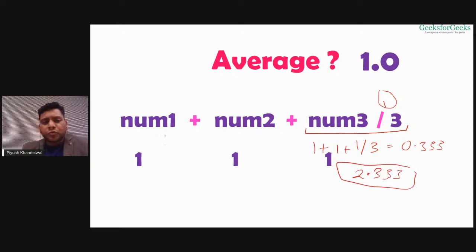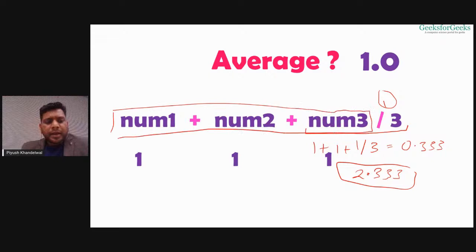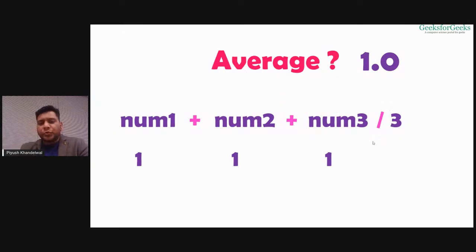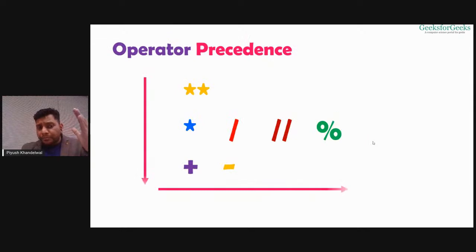Our intention was to do this summation first, right? And then perform this division. But because our expression contained more than one operator, the operators with higher precedence were evaluated first. Now the question comes to my mind, how do I know which operators have higher precedence? So here I'm showing you the precedence order of the different operators in Python, right?